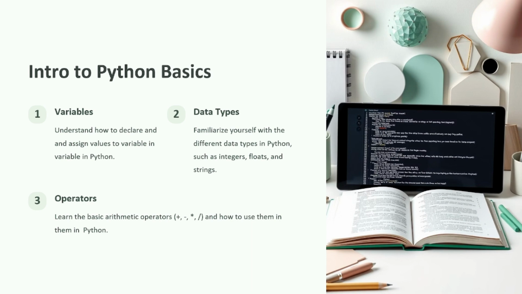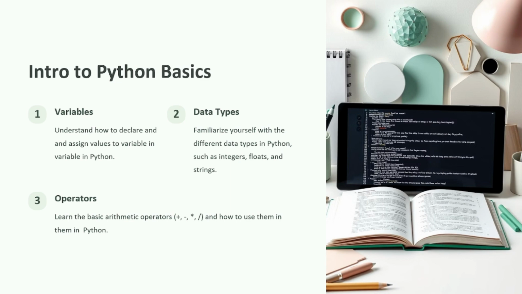So what is a variable? A variable is essentially a name given to a memory location that stores a value. You can think of it as a container for data. The value stored in a variable can be changed or updated during the execution of a program.